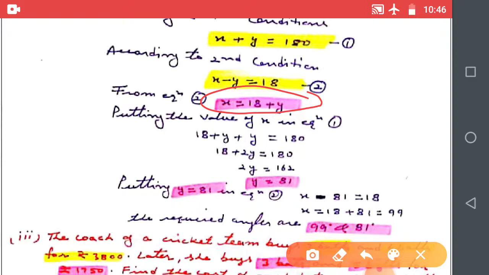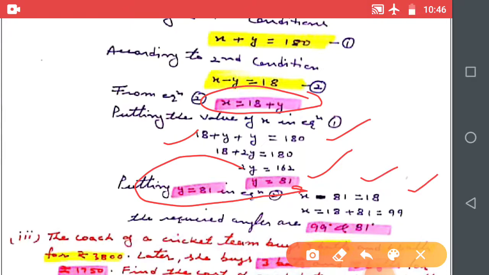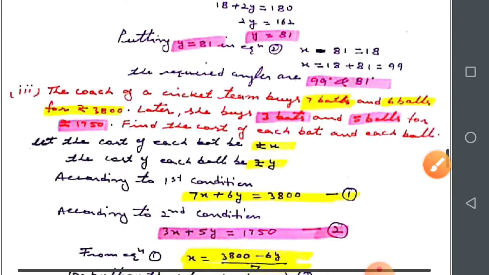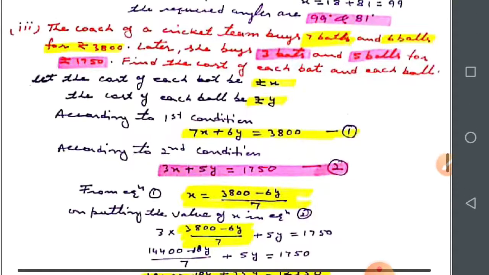So put this value of x in equation 1, we get 18 plus y plus y is equal to 180. So the value of y comes 81. Now when you put this value of y, 81, in equation 2, so x minus 81 is equal to 18. So ultimately the value of x comes 99. So the required angles are 99 degrees and 81 degrees, right? Now let us see the third part.